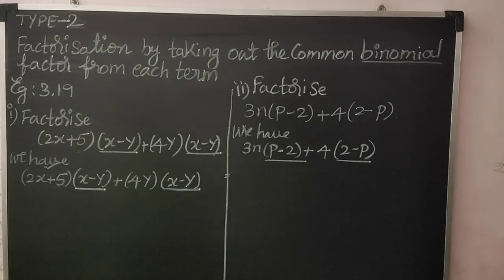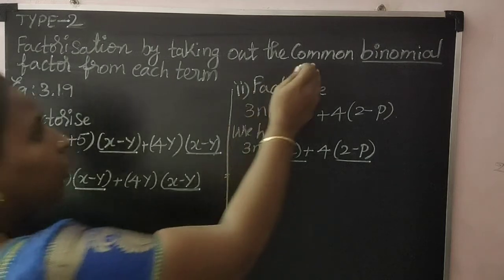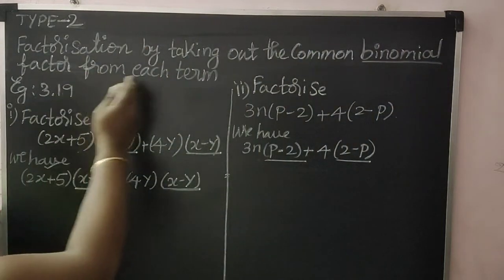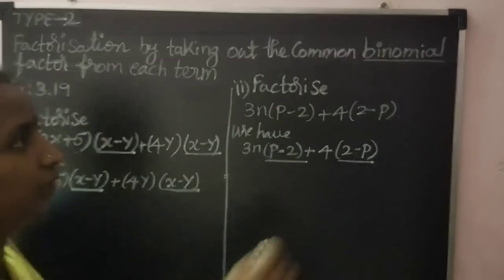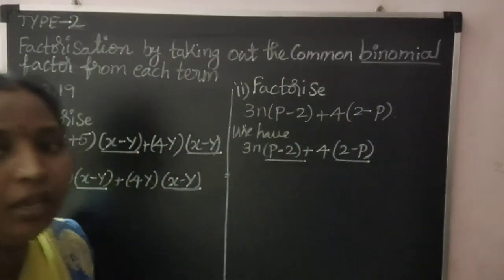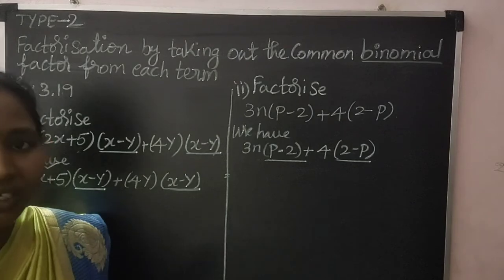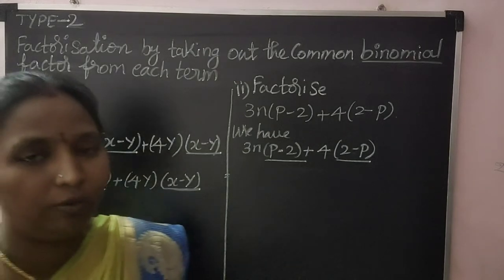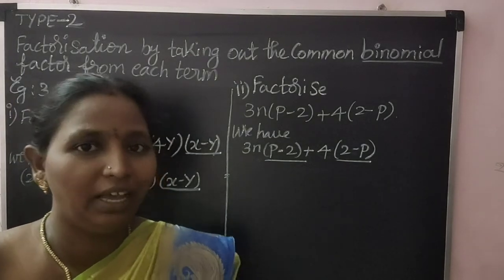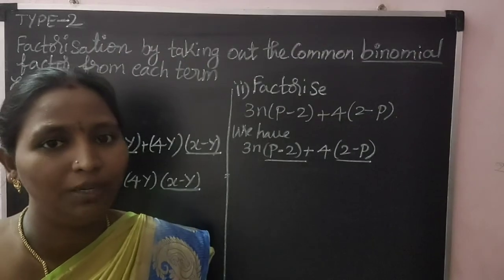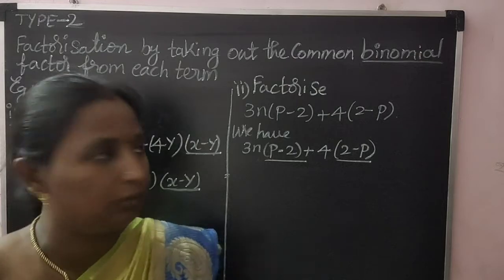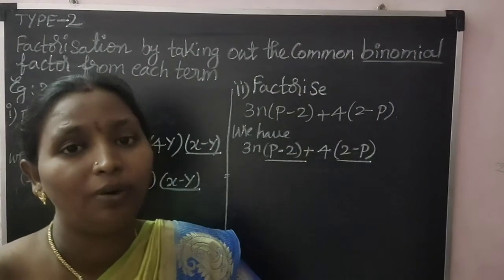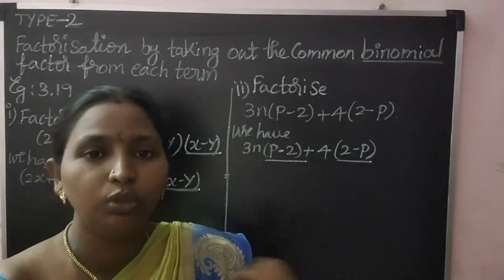Next we are going to see type 2, factorization by taking out common binomial factor from each term. So in these given terms we are going to take a binomial as the common factor. So already we studied monomial, binomial, trinomial. What is meant by monomial? It has only one term. Binomial means it has 2 terms. Trinomial, it has 3 terms. Here we are going to take out a common factor as a binomial, that is 2 terms.